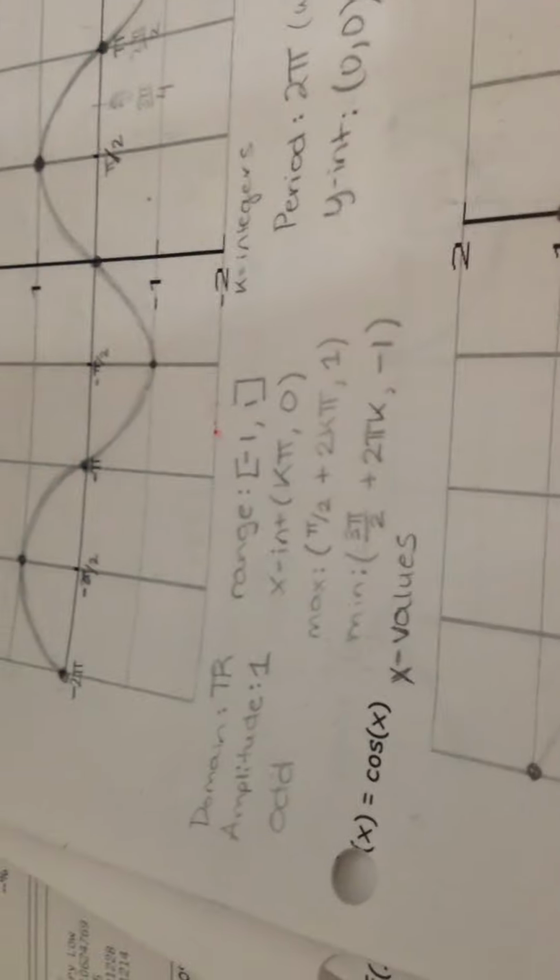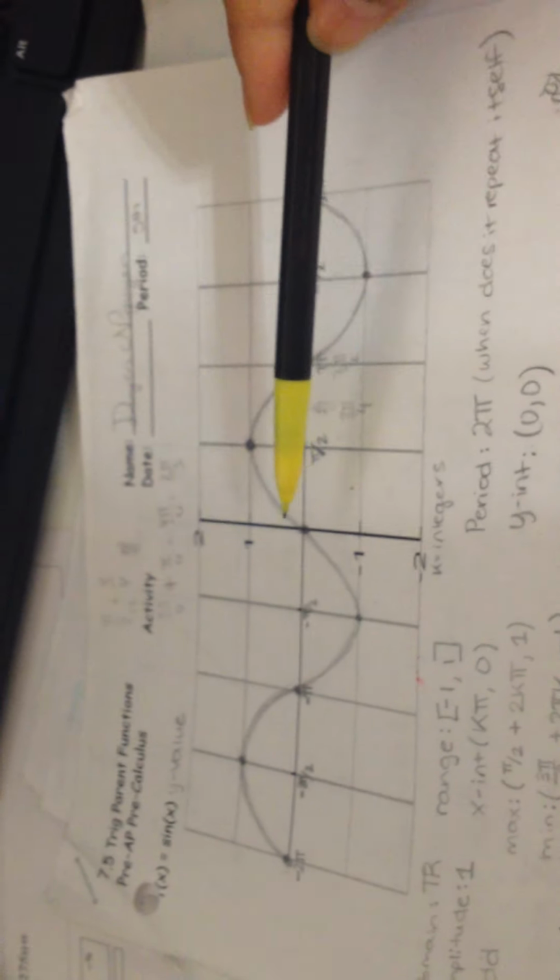So the domain is all the x values, so it's continuous, so it's all reals. The amplitude means from the middle to the highest point of one of these points, so from here to here, or you could go from here to here. The amplitude is 1. Okay, range is the set of all the y values, -1 to 1.